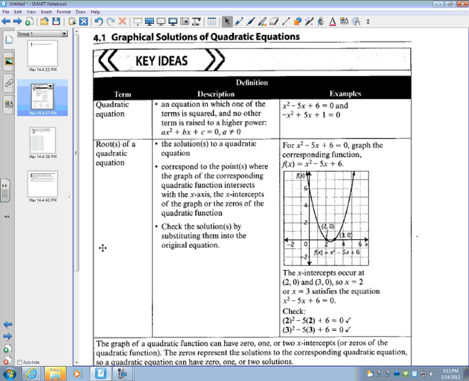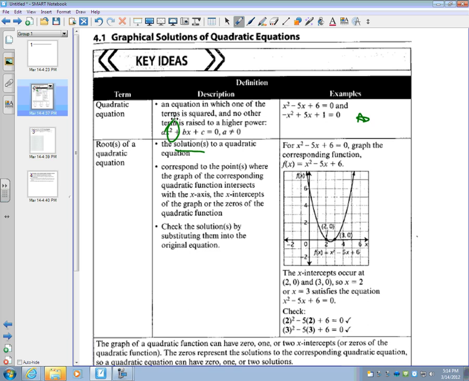Okay, a quadratic equation is an equation, this is on page 147 if you want to follow along, in which one of the terms is squared and no other term is raised to a higher power. So we're really looking for this squared term right there. And here are some examples.